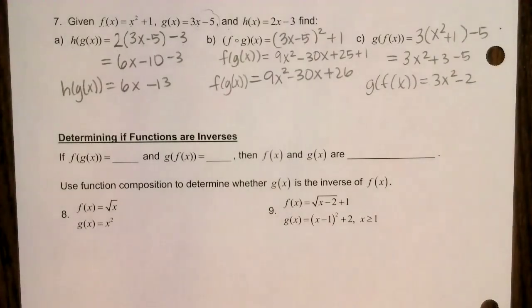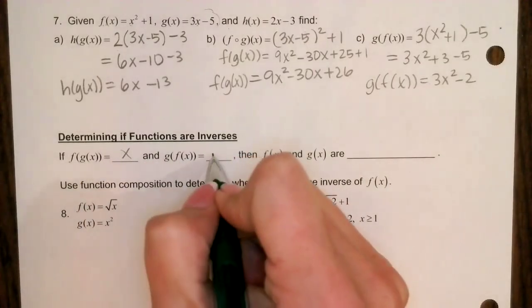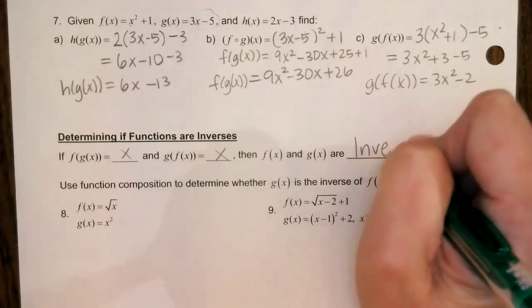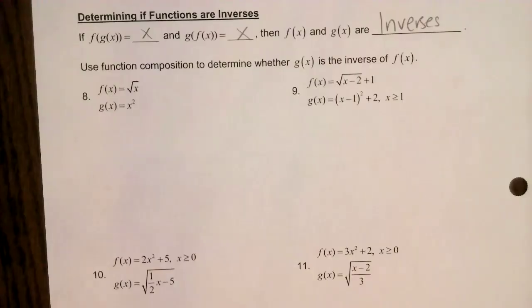So that's compositions of functions. It could be used quite a bit. Last time we talked about inverses of functions, and you can actually prove that two functions are inverses of each other by using compositions. If you do f of g of x and get x, and you do g of f of x and get x, then f of x and g of x are inverses. So if you do the composition on both of them, and you get an x, then they are inverses of each other. So let's look at how that works.